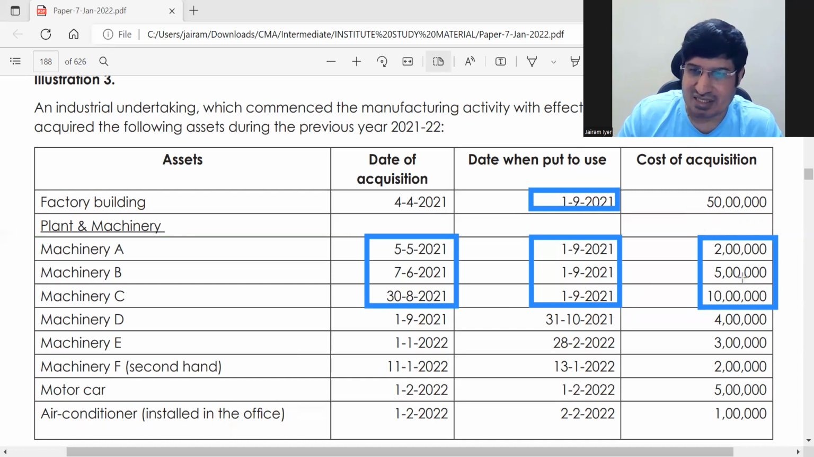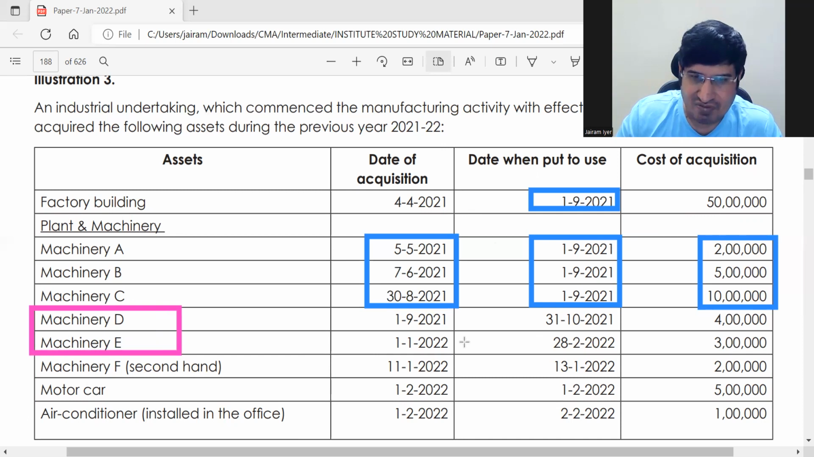This is 17 lakhs if you add these three. So this is going to be 15% of 17 lakhs. Full depreciation you will get. Now next, machinery D and E.